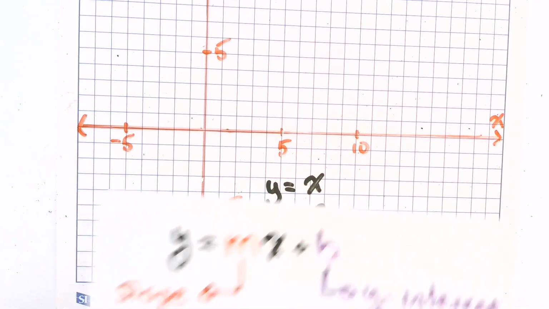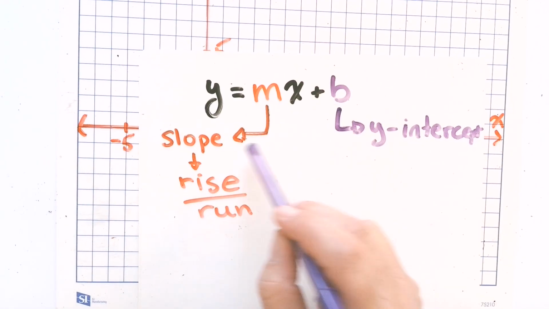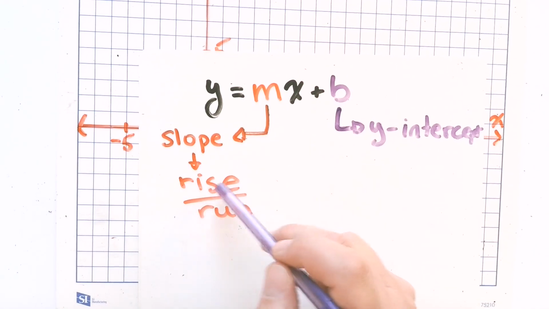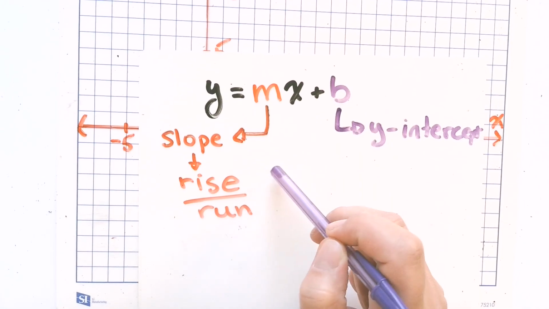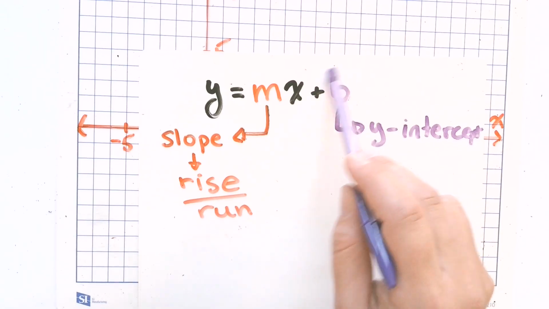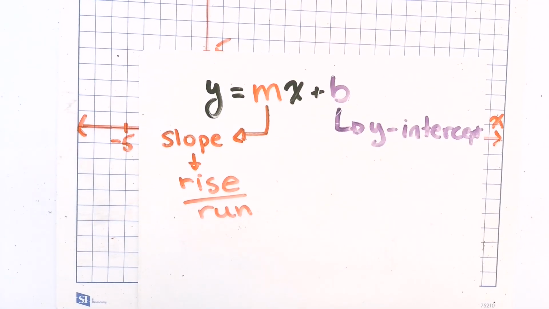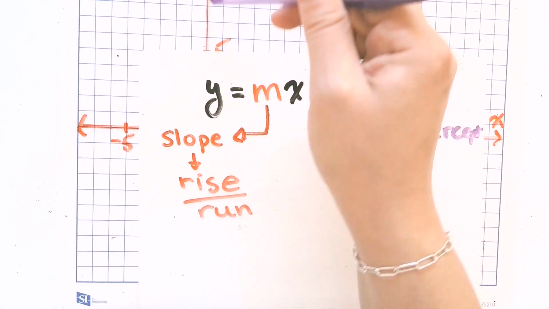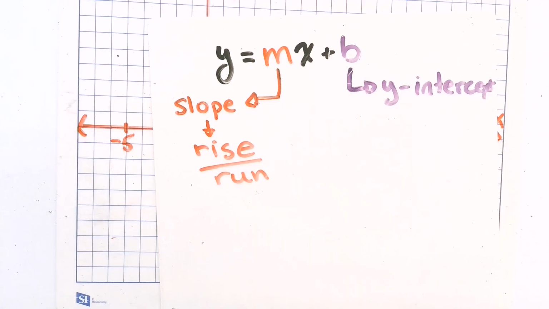We're used to seeing our equation look like this: y equals mx plus b, where m, the number in front of x, is the slope, which is rise over run, or how steep the line is, and b is the y-intercept. That is the number that I'm adding on to the end. That's the y-intercept, and that is kind of the starting point along the y-axis. Okay, so let's have a look at the first equation.